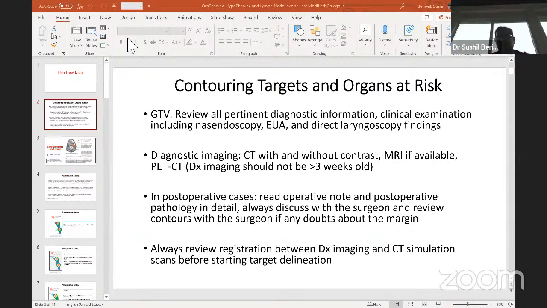Second is, how much margin would you give from the CTV to PTV in your head and neck cancer? What margin would you give from CTV to PTV? And what imaging would you do at what frequency? Third is, what would you use as your dose constraint for constrictor muscle, for your salivary gland, including submandibular gland and parotid gland?